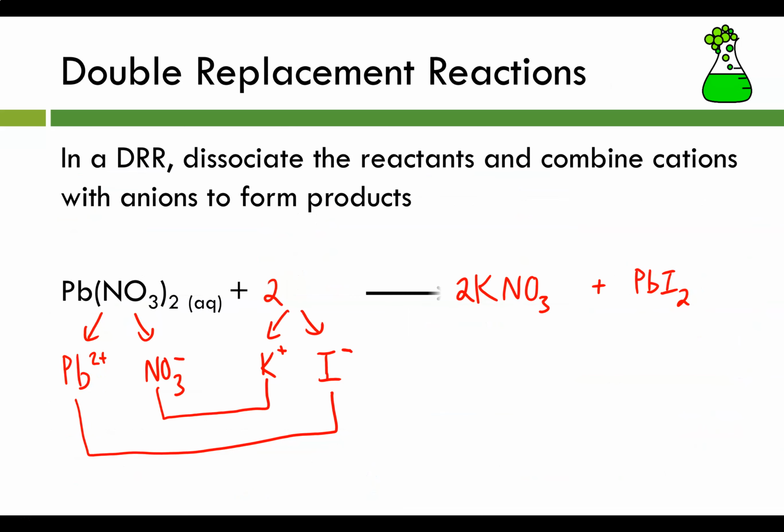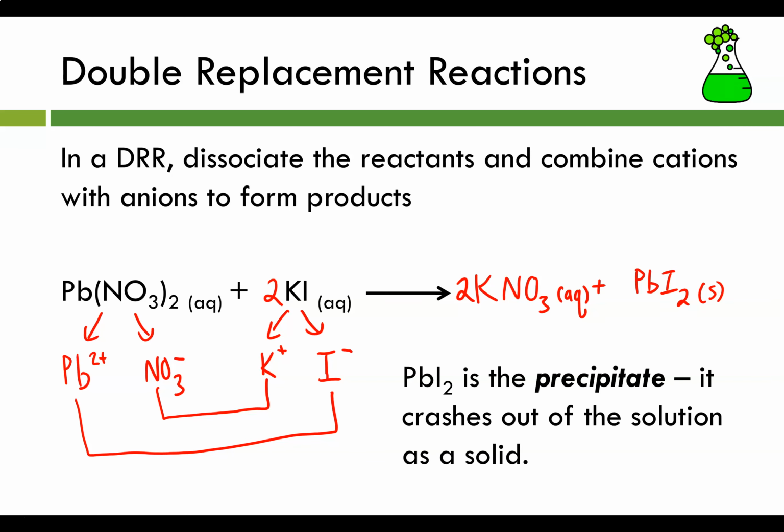So just to wrap this up, KNO3, that's going to remain aqueous. The potassium and nitrate ions are just going to stay floating in solution uncombined. And lead 2 iodide will be my solid. So it's going to be the thing that is the precipitate. It crashes out of the solution and it's going to collect at the bottom of the reaction vessel if you give it enough time. And we've seen this reaction. Lead 2 iodide is a yellow solid.